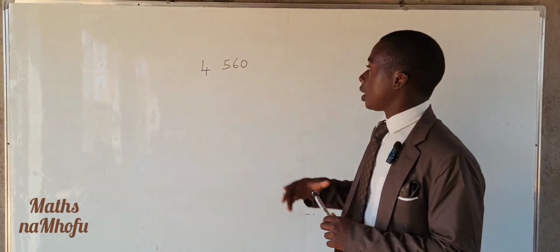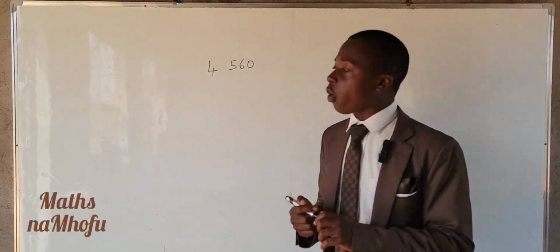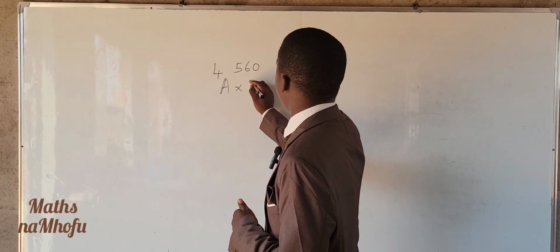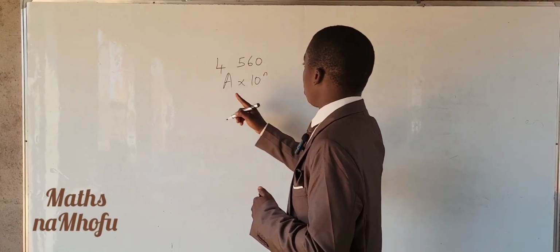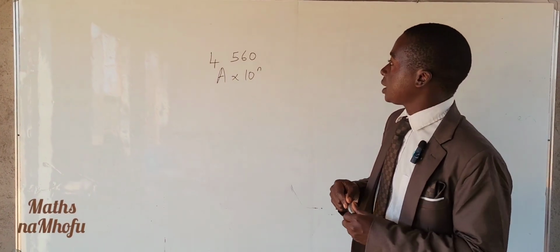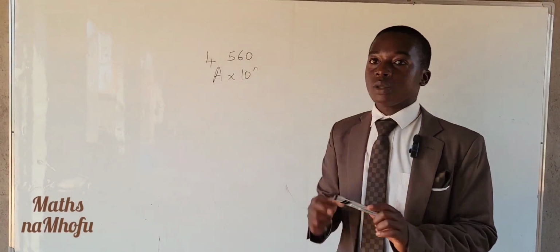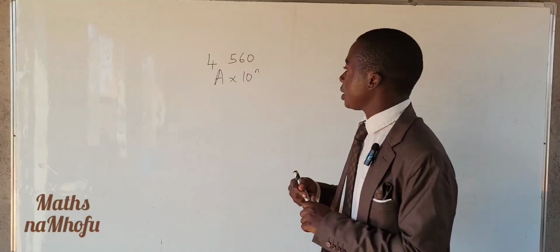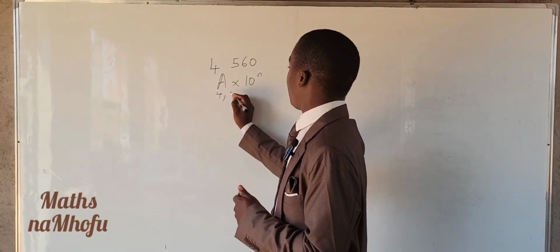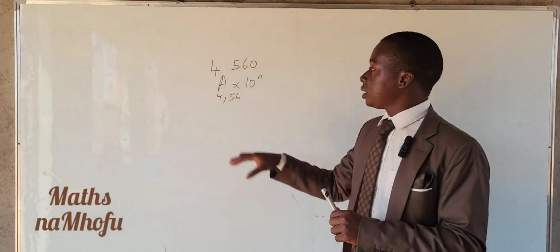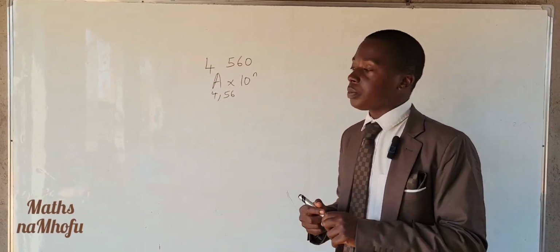It's very simple. Remember, standard form is an expression of mathematical numbers, either big or small, in the form a times 10 to the power n, where a is a number between 1 and 10. So in this case, for this to be a number between 1 and 10, what is it that we have to do? You make sure that your comma is here. So it will be 4,56. Remember, 4,560 and 4,56 is one and the same thing.